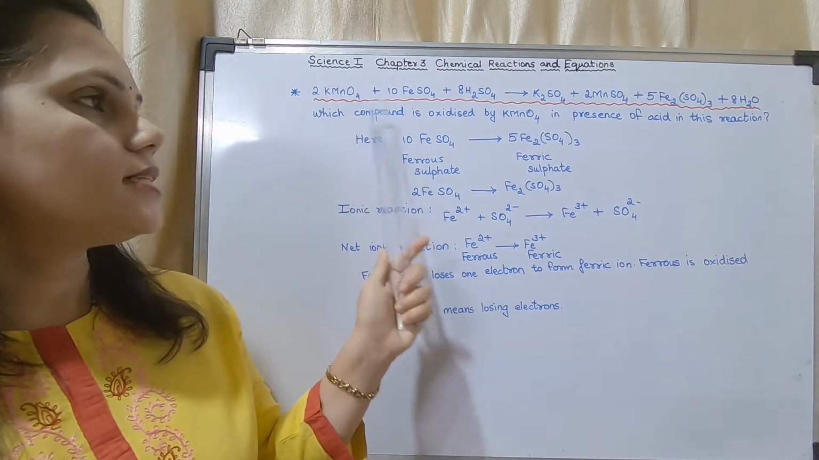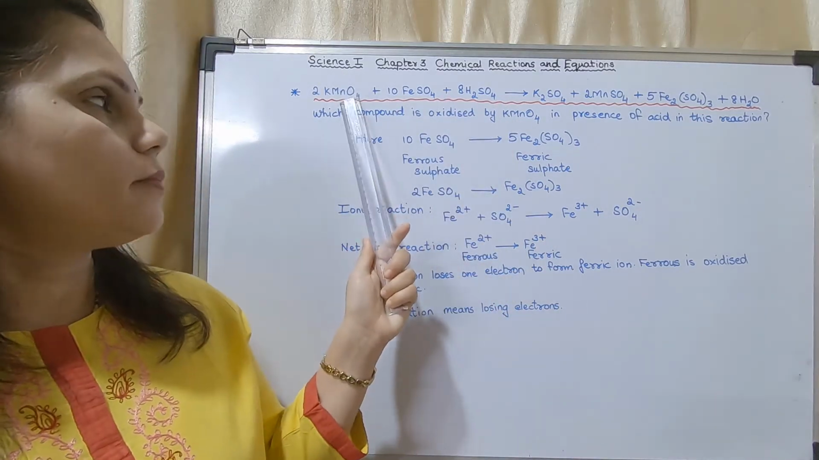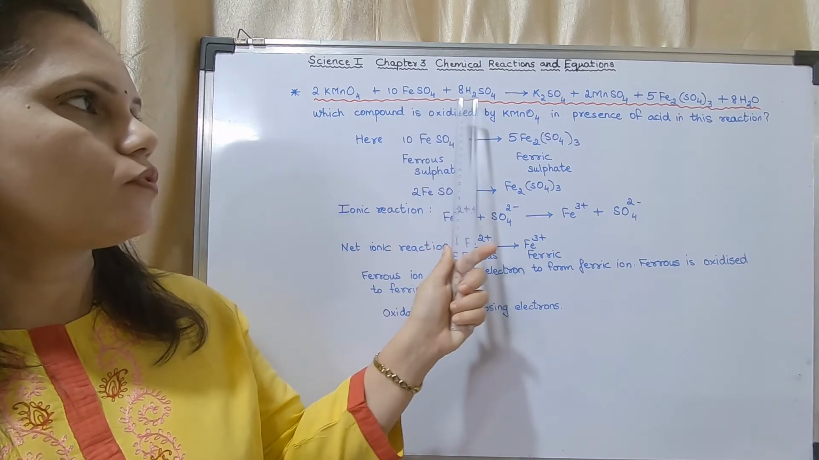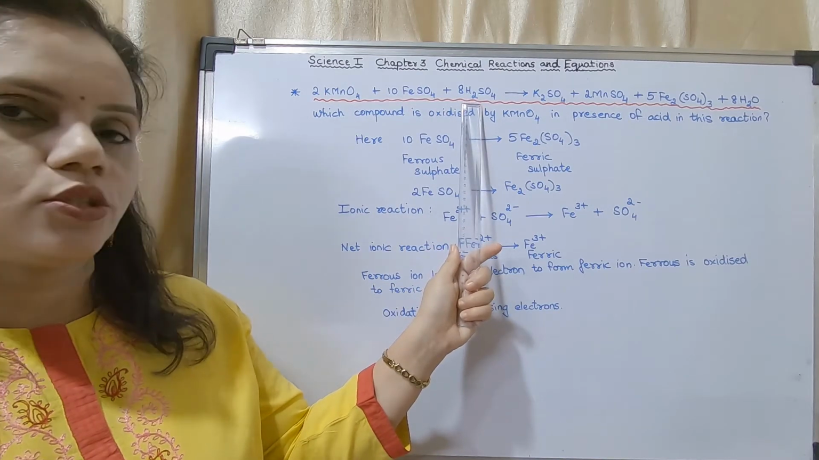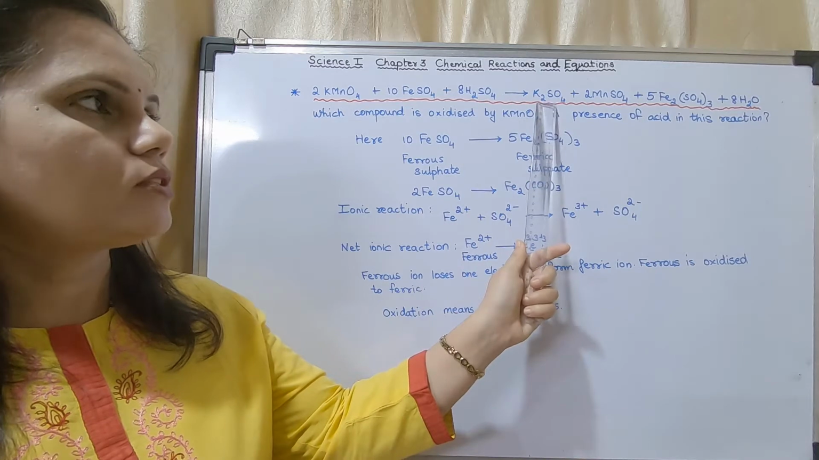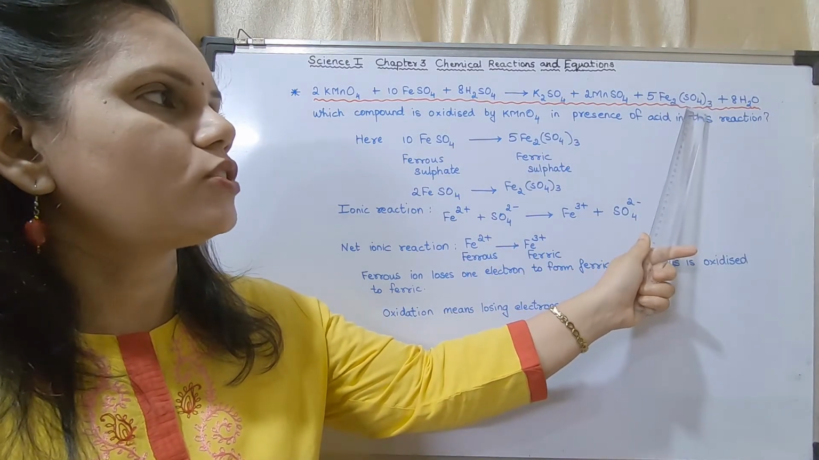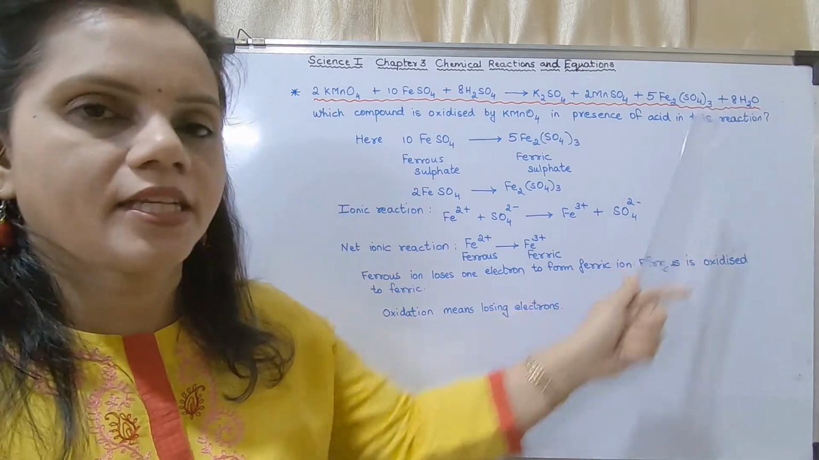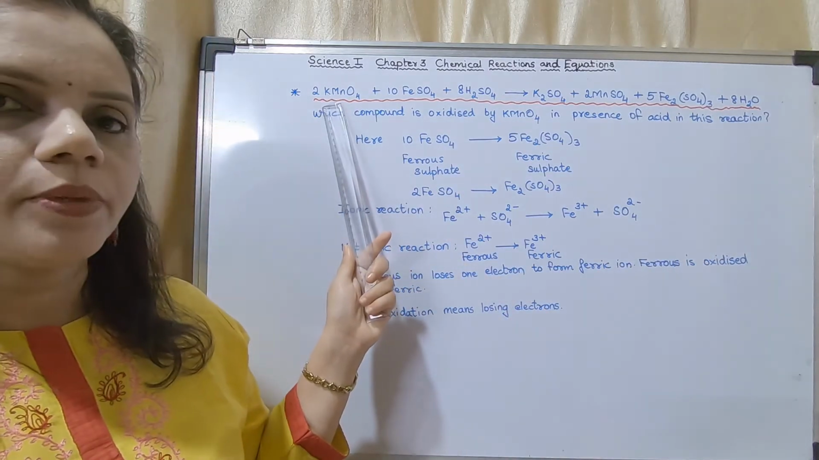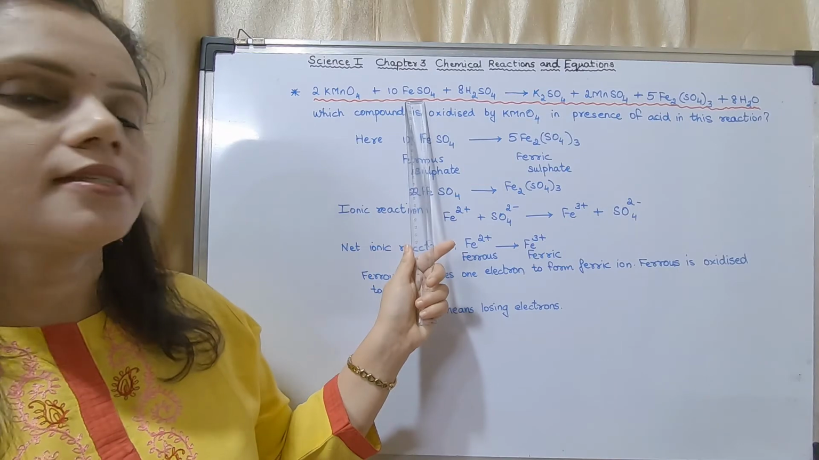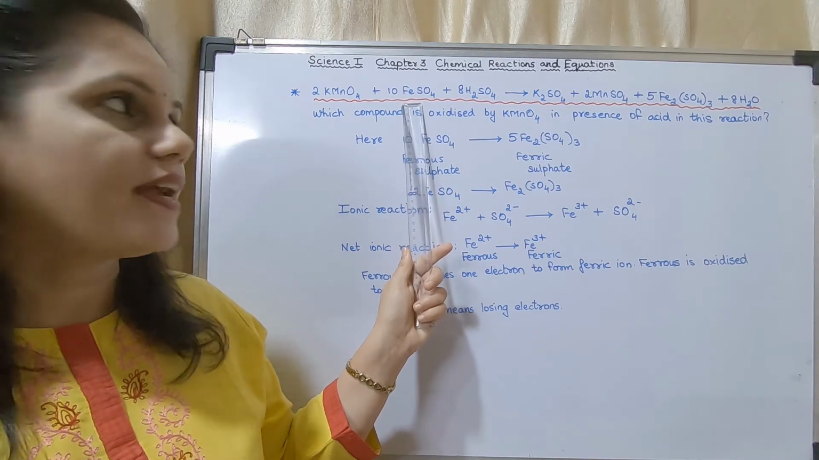So here, this is the equation given. 2KMnO4 plus 10FeSO4 plus 8H2SO4 gives K2SO4 plus 2MnSO4 plus 5Fe2(SO4)3 plus H2O. This is potassium permanganate. This is ferrous sulfate.